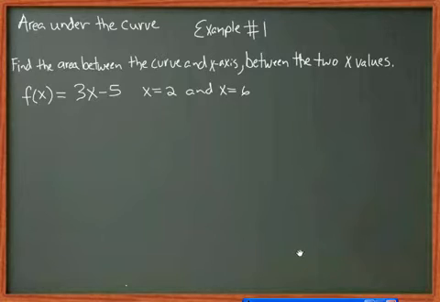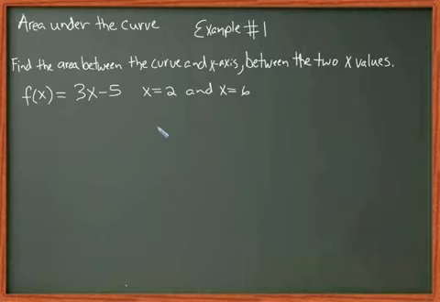Okay, today we're trying to find the area under the curve. We have example number 1. We want to find the area between the curve and the x-axis, between the two x values, which are the limits. So we have 3x minus 5, and the first x value is 2, and the other one is 6.